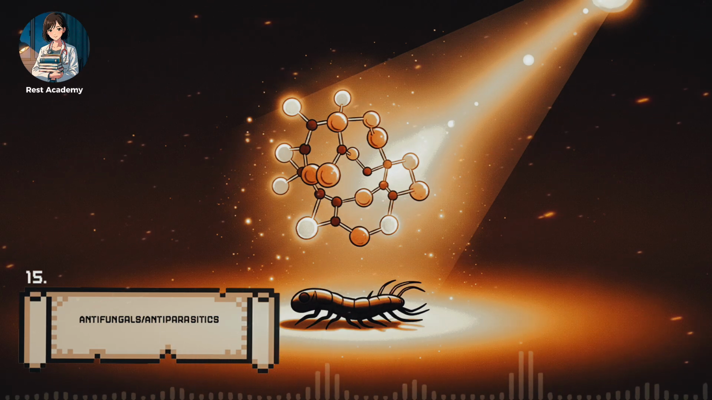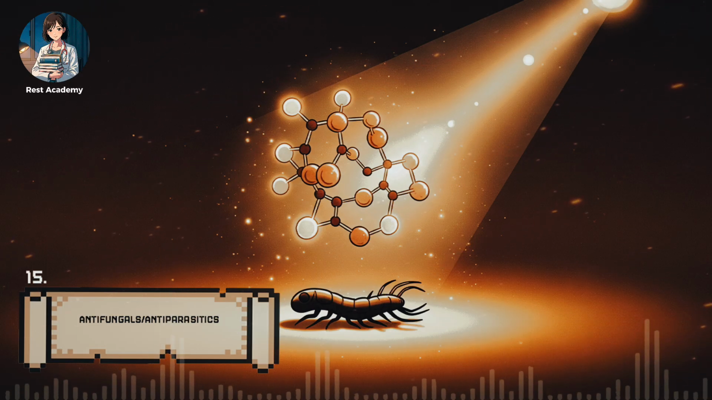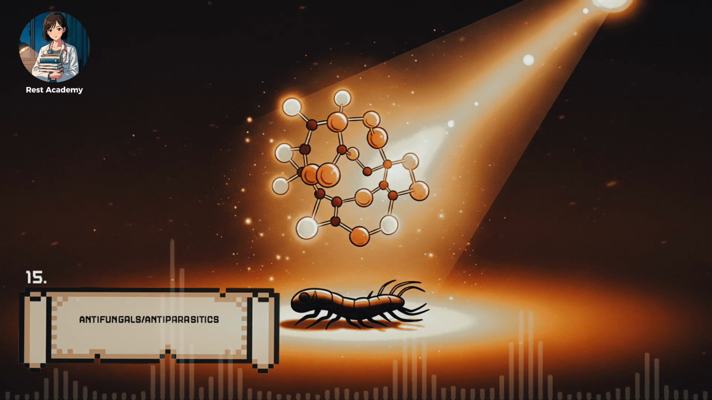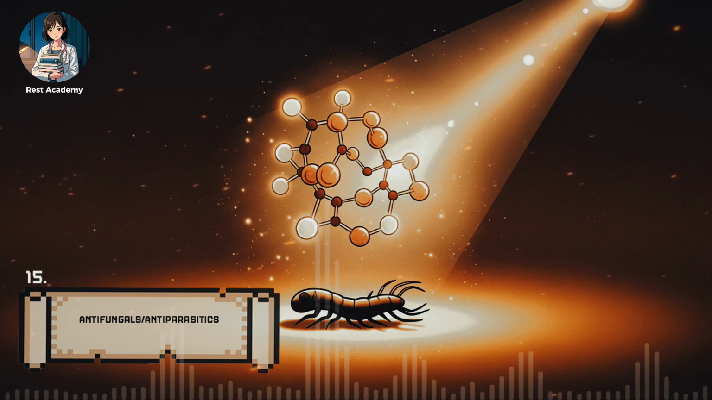Your tubulin differs sufficiently to allow selectivity, though overlap explains side effects at high exposure. Paralytic agents exploit worm neuromuscular physiology, some open chloride channels gated by glutamate, others activate or inhibit nicotinic acetylcholine receptors. The worms are immobilized and expelled by peristalsis.